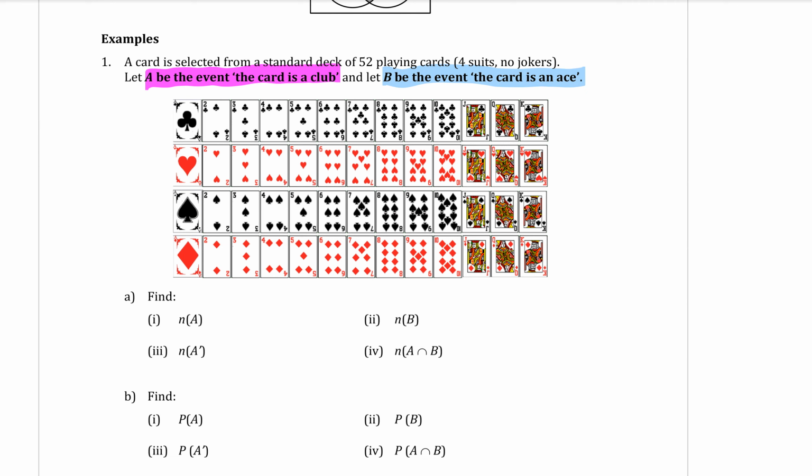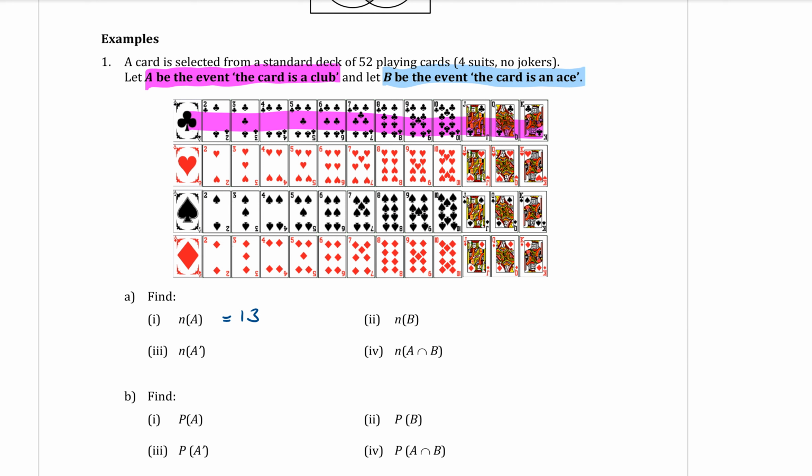So the first thing, questions down here. Part 1. What does the little n stand for? Number. I want the number of things that are in A. A is the event that it is a club. The pink ones. Here they are. There's all my clubs. How many are there? 13. Not probability, just number. So because it says number, we want 13 because there's 13 clubs.